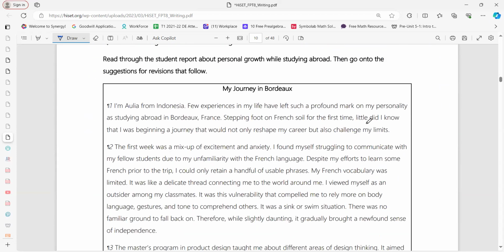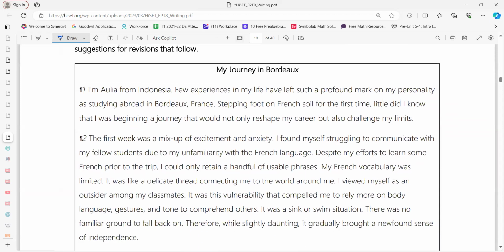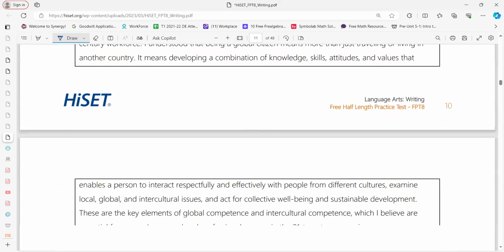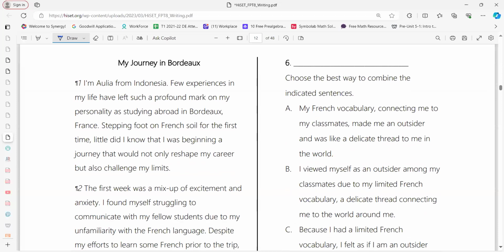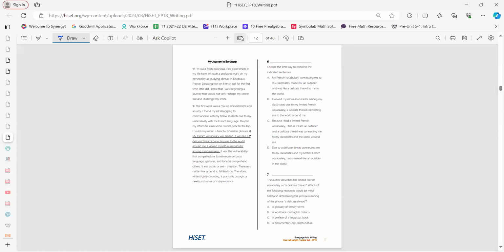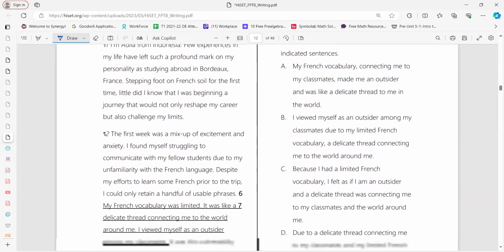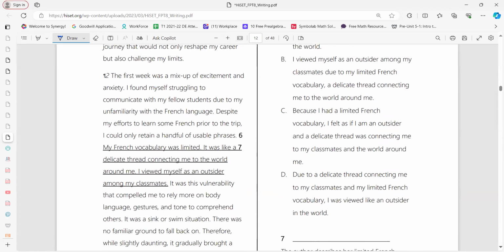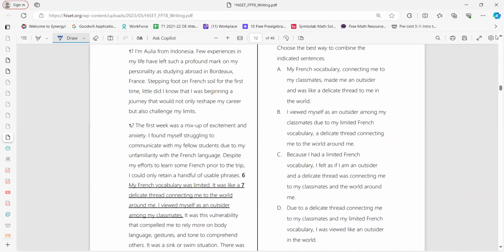So I'm going to go to the next one. It's called My Journey in Bordeaux. I think that's how I would say that. I can't pronounce French, but I think that's how you pronounce that. Okay, so here we go with this. And because this isn't a reading test per se, we really want to focus on what's being underlined. If you're spending too much time reading, then you might be wasting unnecessary time.